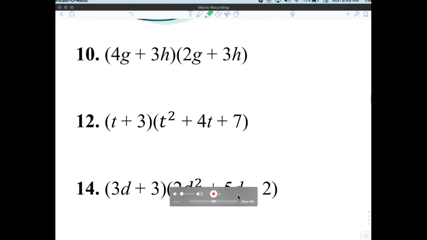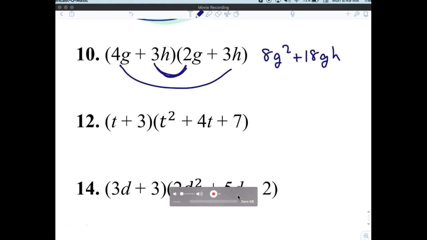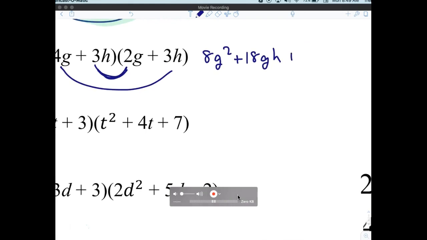All right, number 10, here we go. 4g times 2g, 8g squared. Now, here is how much? 6, A, B, C, D, F, G, H. So it would be GH. And then here would be another what? 12. So that would be a positive 18GH. And then finally, plus 9H squared. That is correct.